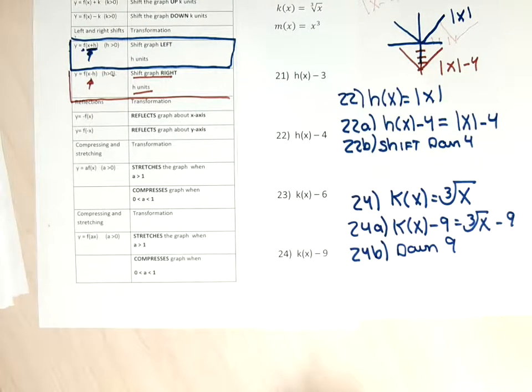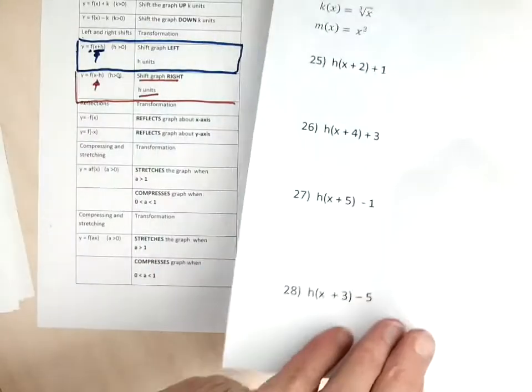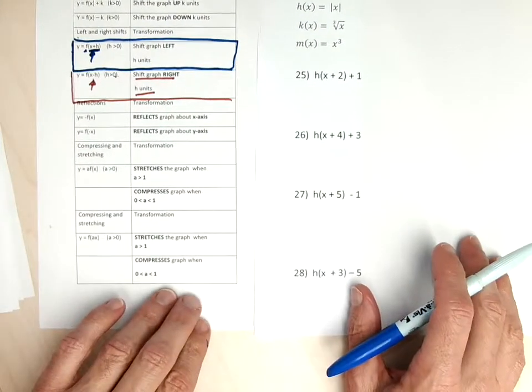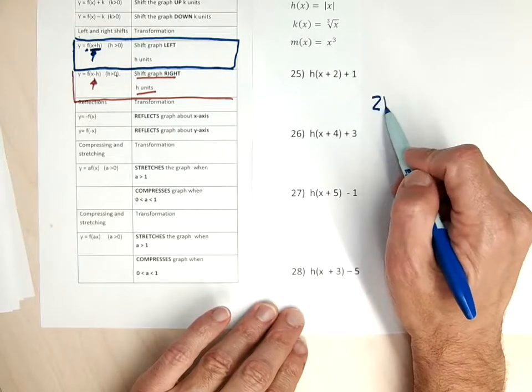Now we're going to do some combo problems that do left, right, or up and down. A left-right move and an up-down move together. 26 calls out the h function. The h function is the absolute value of x.